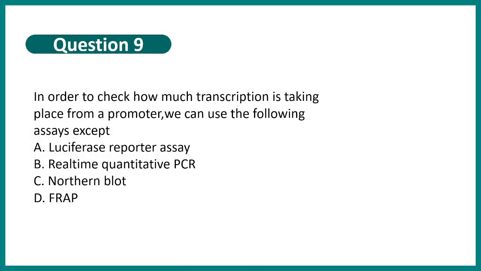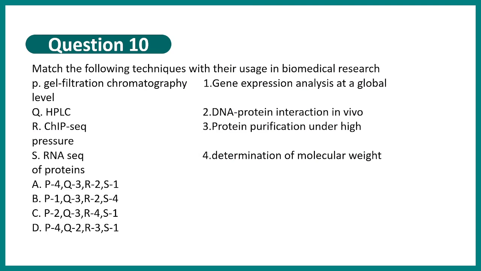Then question 9 says, in order to check how much transcription is taking place from a promoter, we can use all the following techniques except. The techniques are luciferase reporter assay, real-time quantitative PCR, northern blot, and FRAP. So the technique that cannot be used to determine the promoter strength is FRAP. The last question of the day, match the following techniques with their usage in biomedical research. Gel filtration chromatography, HPLC, ChIP-seq, RNA-seq. And you should be answering this question and tell me in the comment section.